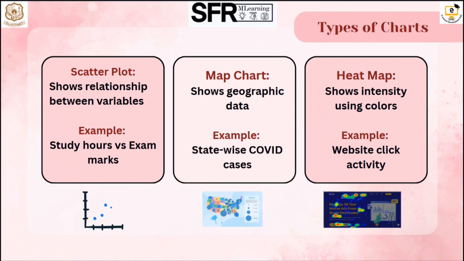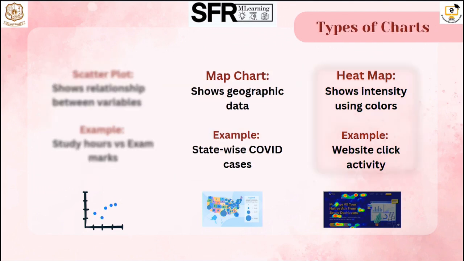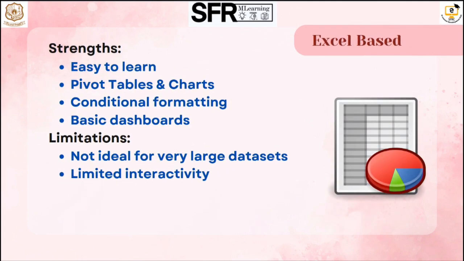So heat map is providing the intensity using the colors. So we can find where in a website the click activity is mostly handled, in this region or in this region. We can find it using a heat map. So these are the different charts we are going to use for our visualization. So let me see the tools one by one.